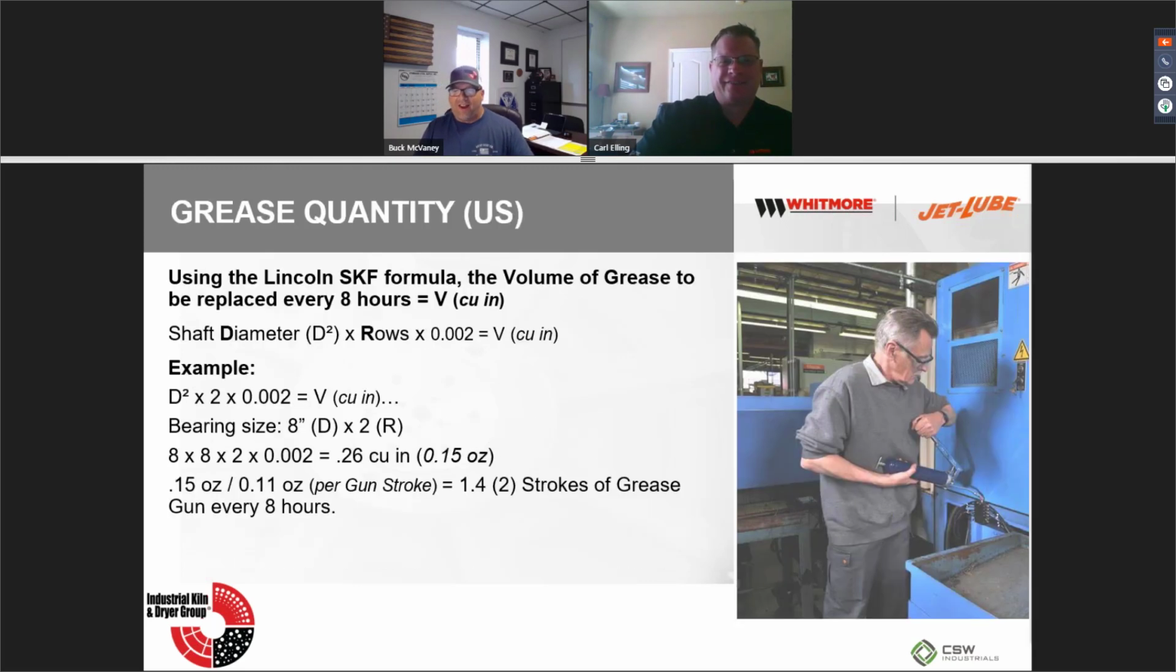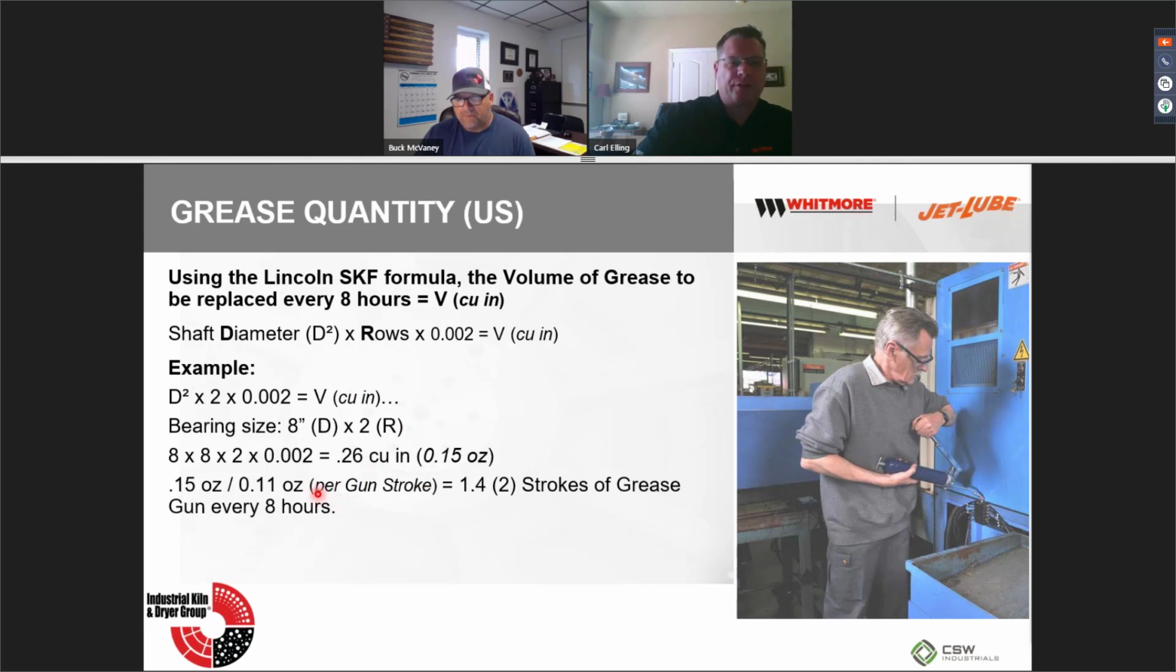Agreed. All right. So grease quantity, and this is just another example, but this is where we're going into more details. Shaft diameter, again, you've got your rows, and then your cubic inches. But this is the example. We just step by step, exactly how we kind of figure it out.